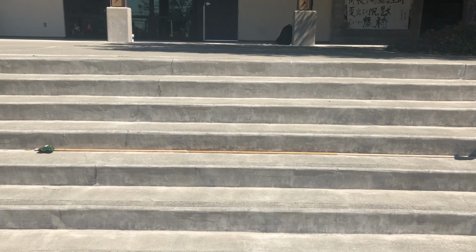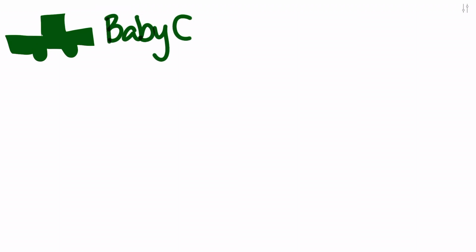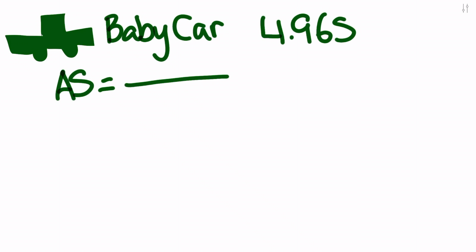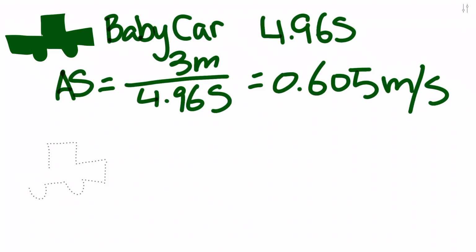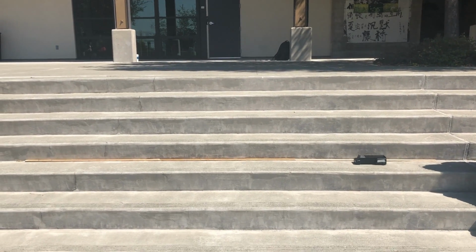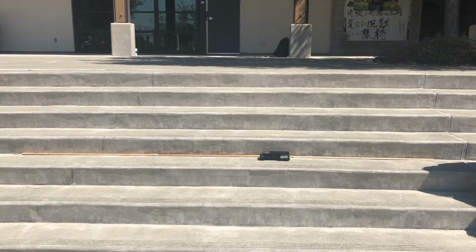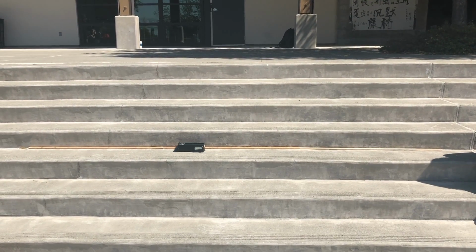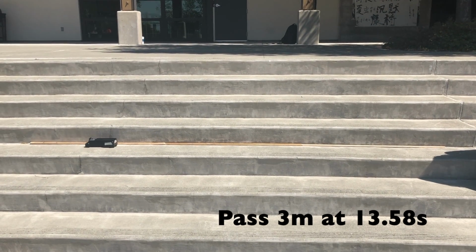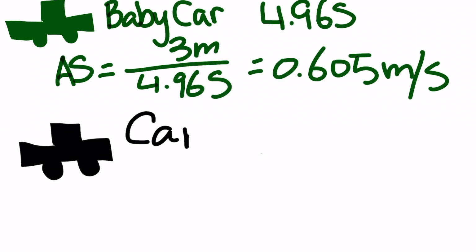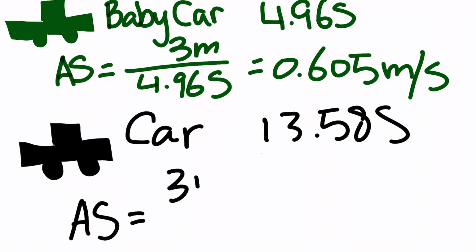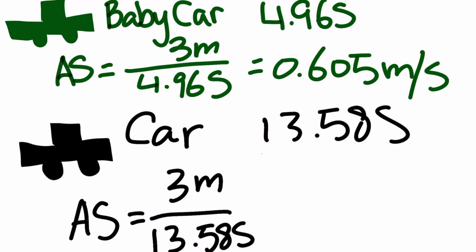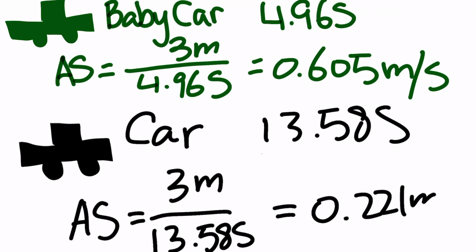The first car, or the baby car, traveled the distance in 4.96 seconds. Dividing the distance, which is 3 meters, by the time, we found that the velocity is 0.605 meters per second. We found the second car traveled the distance in 13.58 seconds. Dividing the distance over the time, we discovered that the velocity is 0.221 meters per second.